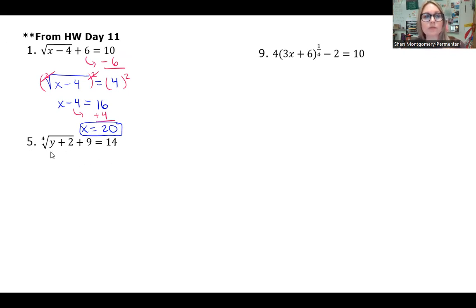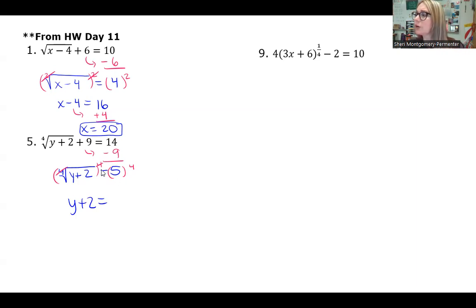All right, for this one, before I can even take care of the radical, I have to take care of plus 9. What's the inverse of plus 9? Minus 9, very good. So 14 minus 9, what's 14 minus 9? 5. And then I have the fourth root of y plus 2. All right, from here, to get rid of the fourth root, I have to raise both sides to the fourth power so that that will cancel. And I'm left with y plus 2 equals 5 to the fourth power.